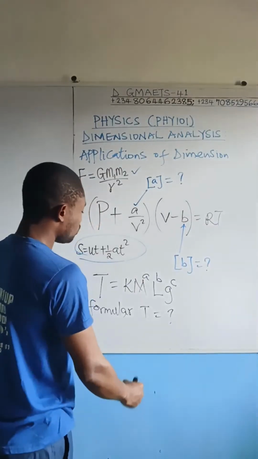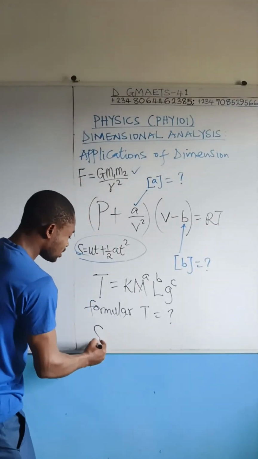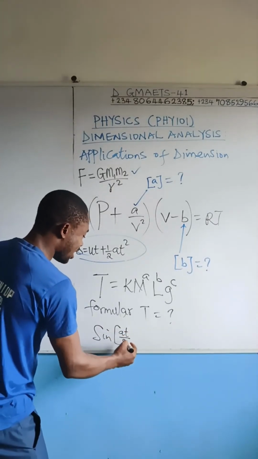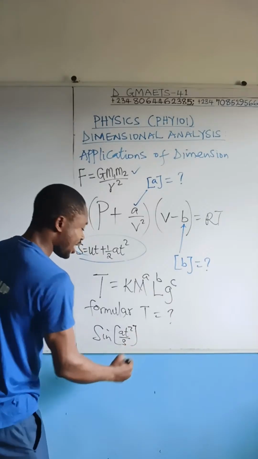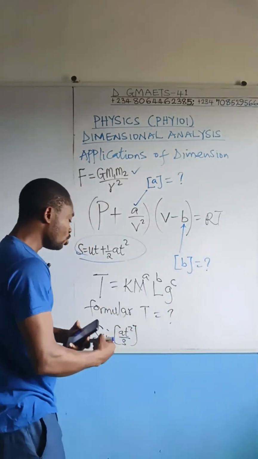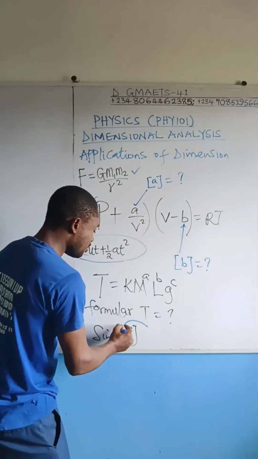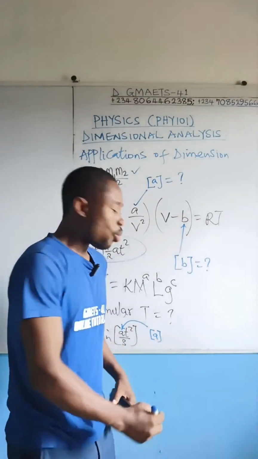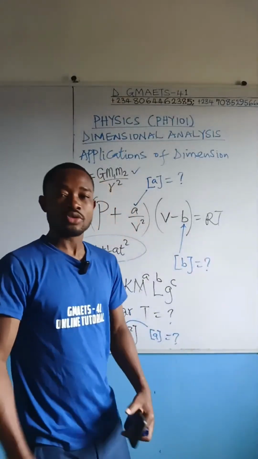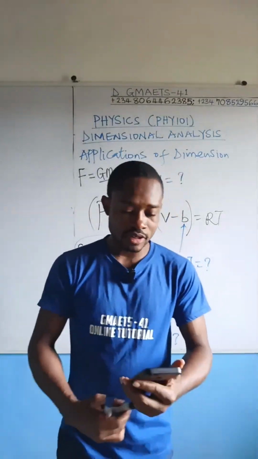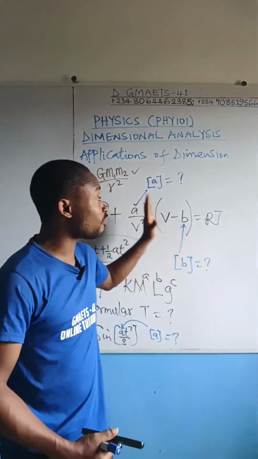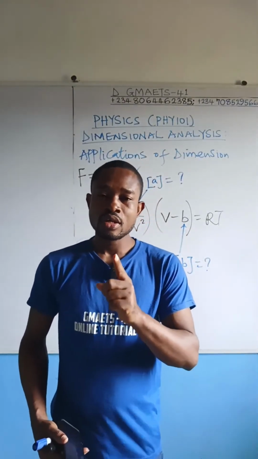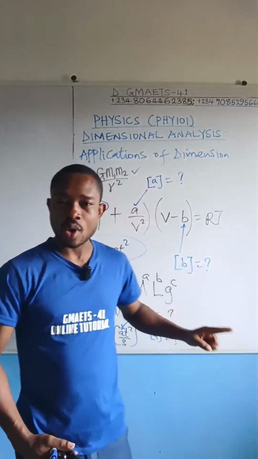What if I give you something, say sine, open bracket, AT squared divided by S, and I ask you to get the dimension of this A? What do you do? How do you obtain it? All of these things are solved using the applications of what? Dimensions. You won't want to miss this class, right?